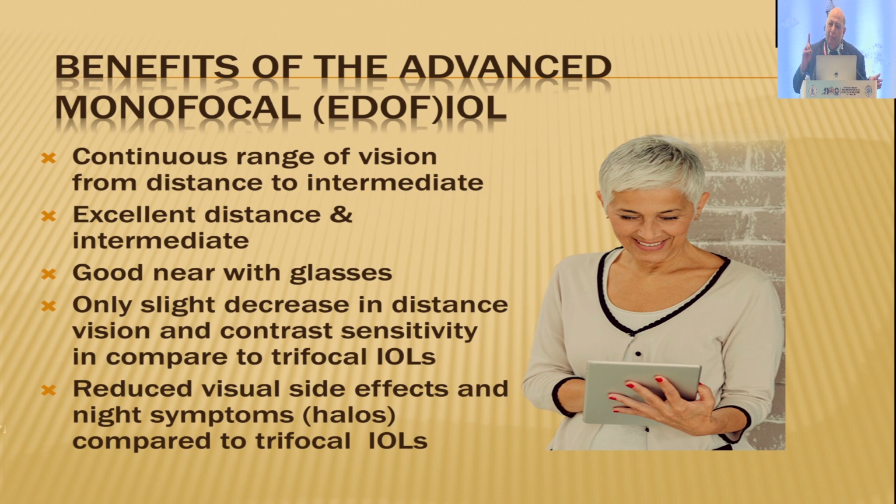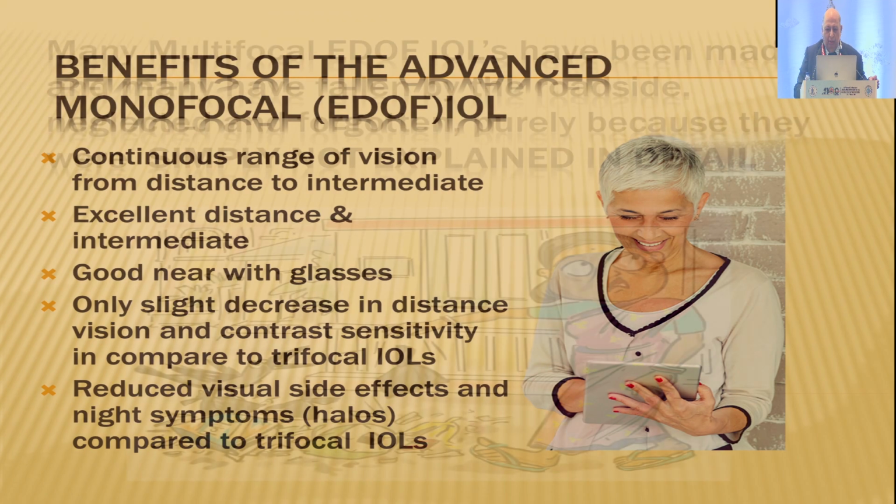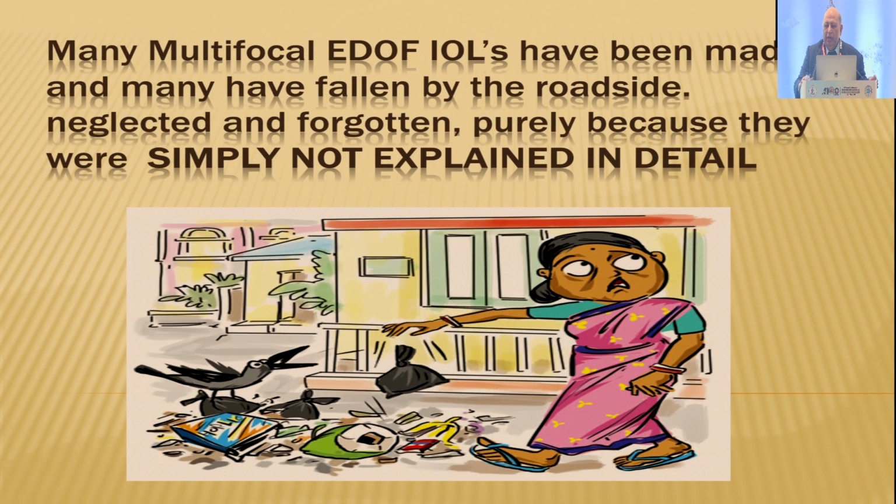The criterion of near vision as far as the patient is concerned is his ability to read his mobile. And do remember, mobile reading is at 8 inches. It is not at 14 inches. Nobody reads the mobile at arm's length. This is one of the problems. Many of our multifocal and EDOF lenses have fallen by the wayside purely because they have not been explained in detail. Fortunately, Rayner now calls its EDOF lenses an advanced monofocal lens, which it truly is.